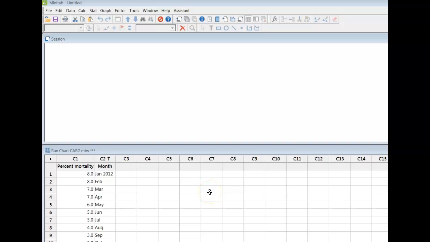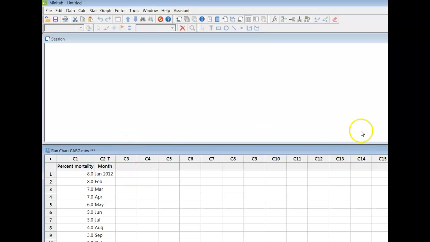Here I've got some data called Coronary artery bypass graft data. That's a mouthful. And we have, for this particular type of surgery, the percent mortality rate by month. And our data run from January of 2012 down to December of 2013. So 24 months of data.